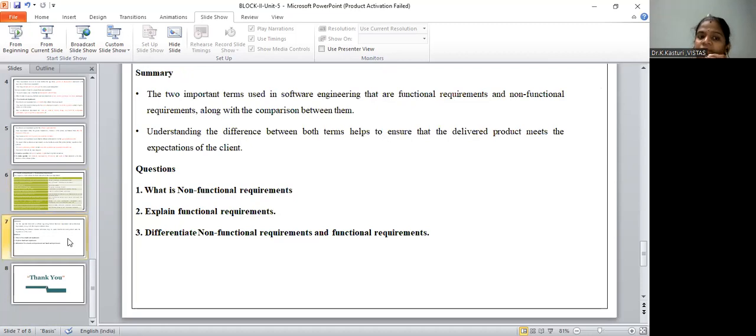What is the summary we have seen? The two important terms used in software engineering, functional and non-functional requirements. We compared them and understood the difference. We should know the difference between them, and both work together to get a product delivered with 100% of the client's expectation.